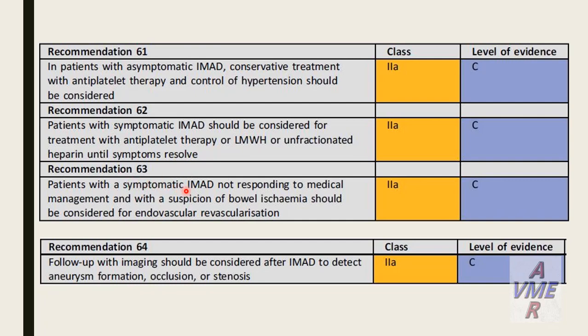Patients with symptomatic isolated mesenteric artery dissection not responding to medical management and with a suspicion of bowel ischemia should be considered for endovascular revascularization. Follow-up with imaging should be considered after isolated mesenteric artery dissection to detect aneurysm formation, occlusion, or stenosis.